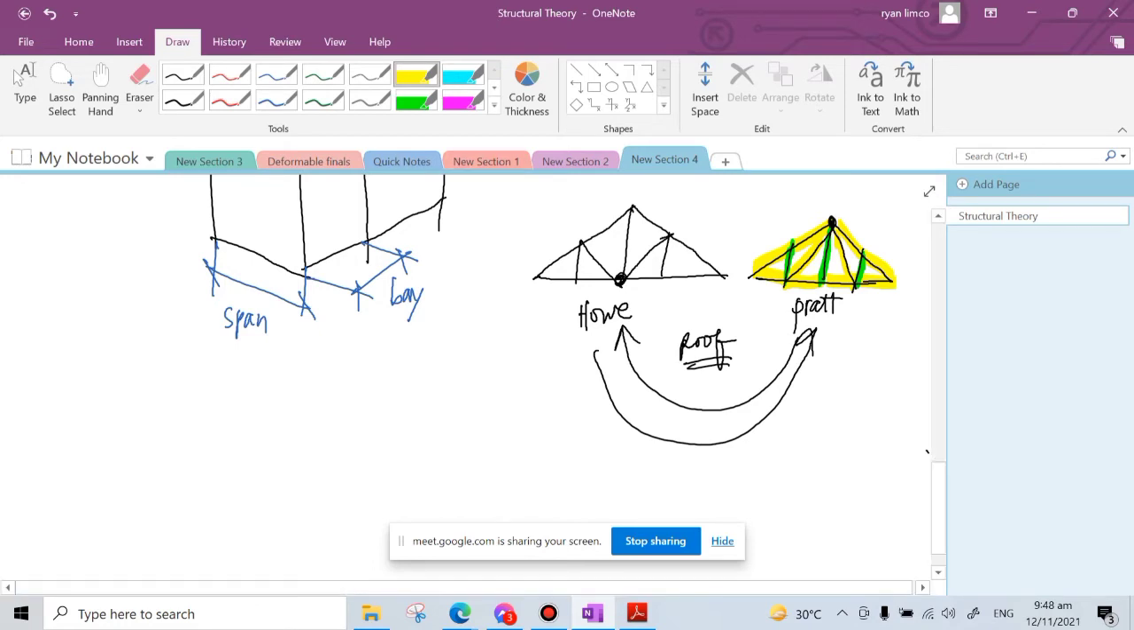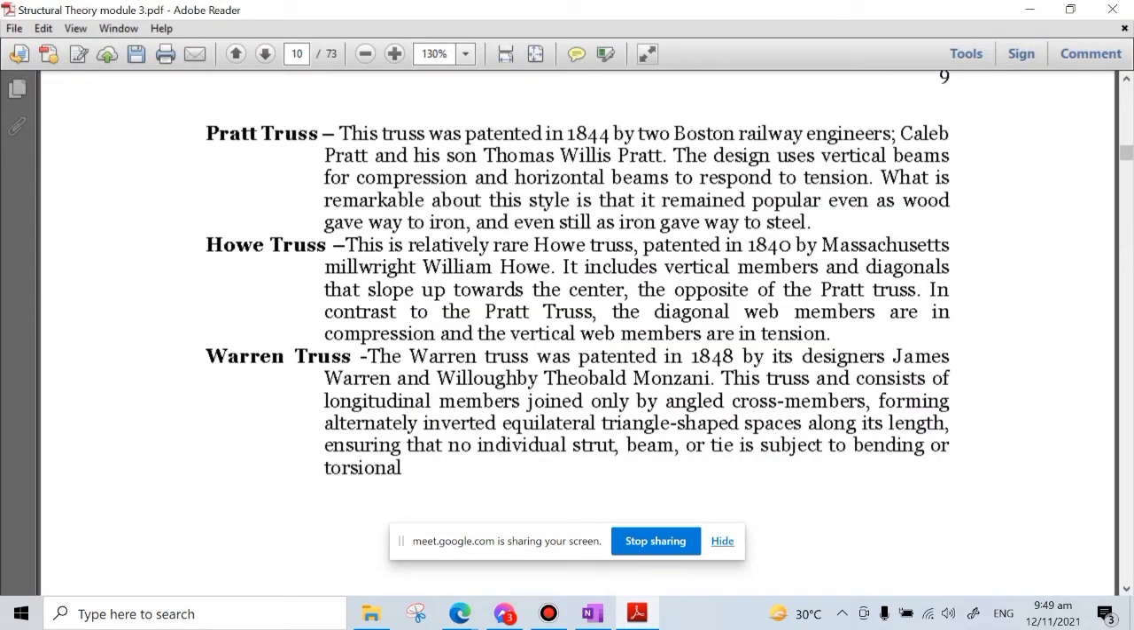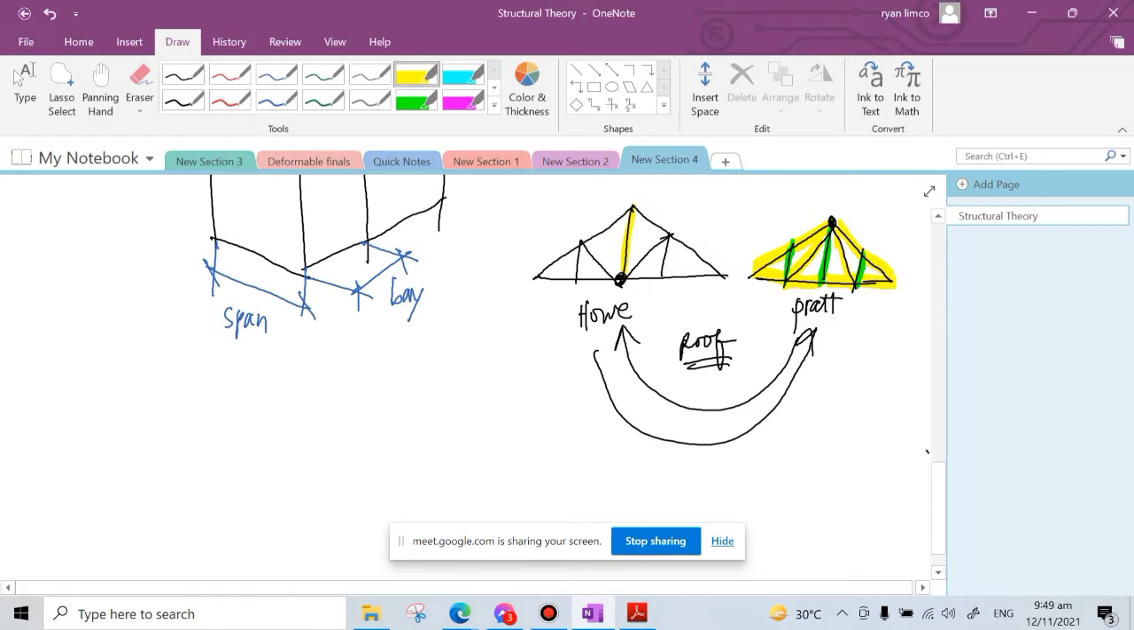Pero baliktad yan pagdating kay Howe. Ang kay Howe, ito yung mga tension. Yung vertical, sinasabi dito kay Howe, the vertical and the diagonal, opposite daw siya kay Pratt. In contrast of the Pratt, the diagonal web members are in compression and the vertical are in tension. So ito ngayon, yung mga vertical, naka-tension ito. Tapos ito yung mga compression, yung mga diagonal members.